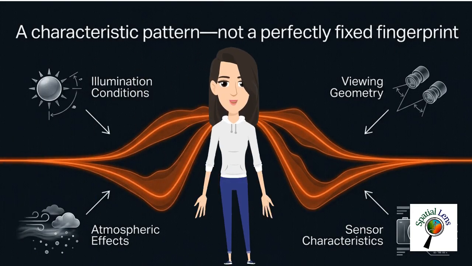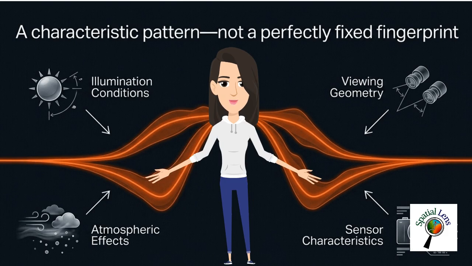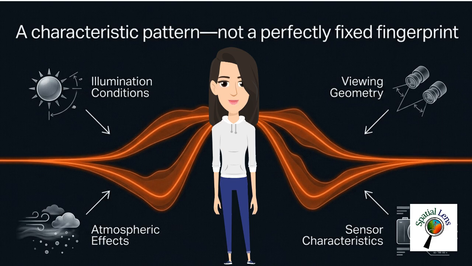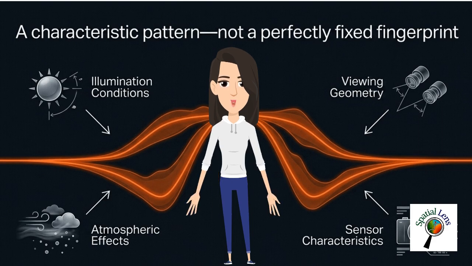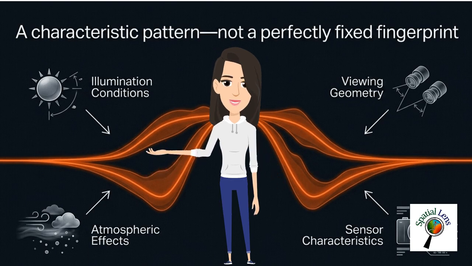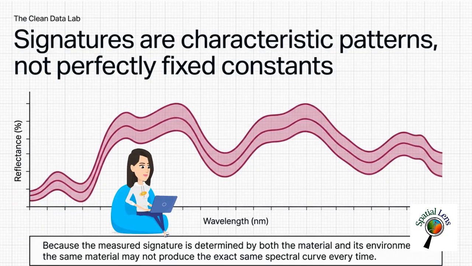And there is another important consideration. The measured spectral signature is not determined only by the material. Illumination conditions, viewing geometry, atmospheric effects, and sensor characteristics can also influence the recorded response. This means that the same material may not produce exactly the same spectral curve every time. So, in real remote sensing analysis, spectral signatures are treated as characteristic patterns rather than perfectly fixed fingerprints.